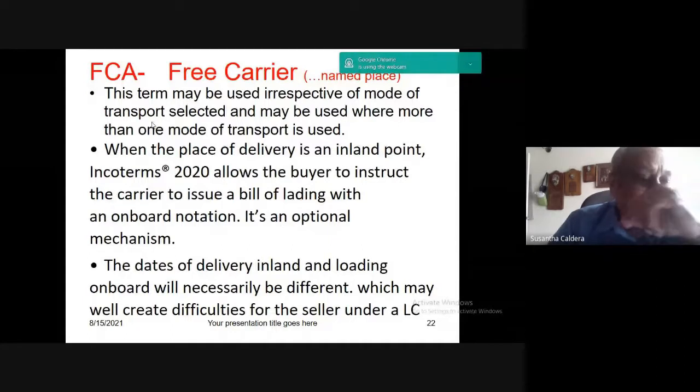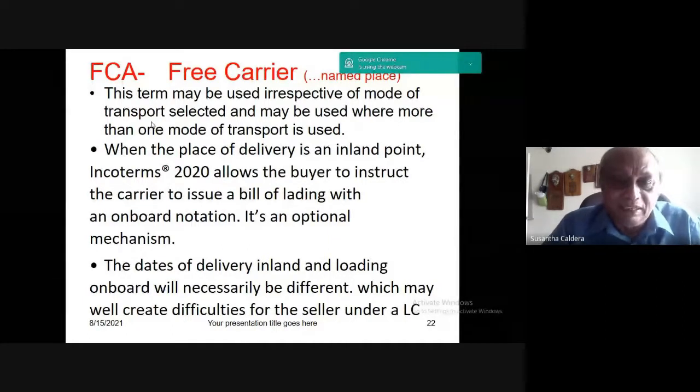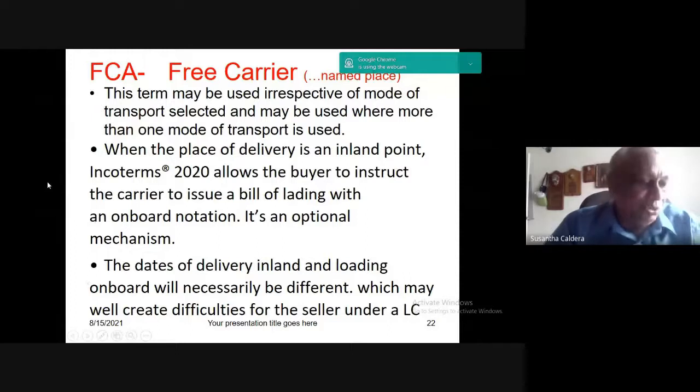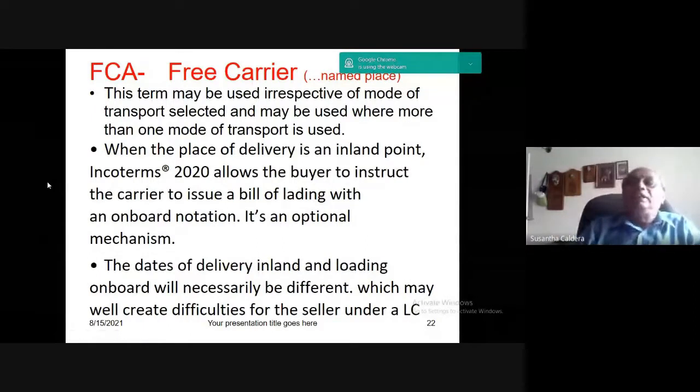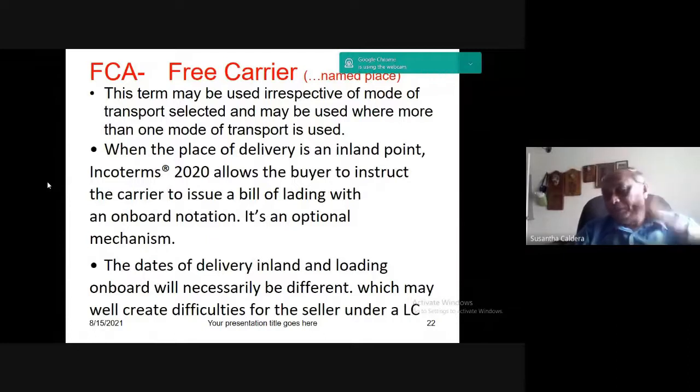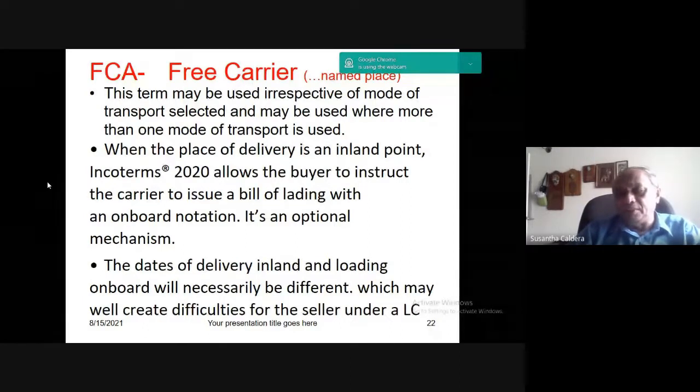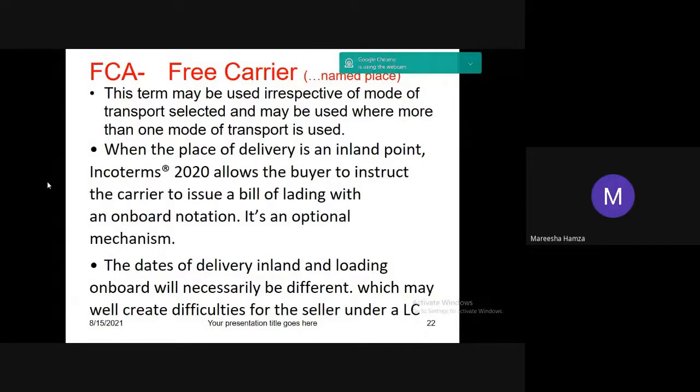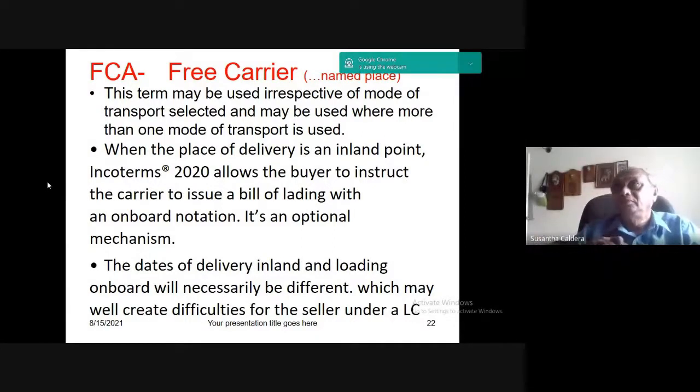Then if I ask you some questions, can you tell me who is responsible for each of these activities under ex work? Right? What is the place in the Incoterm? Origin or destination? Under ex work, origin. Who has to manufacture the goods? Seller. Right? Who has to do the pre-carriage?